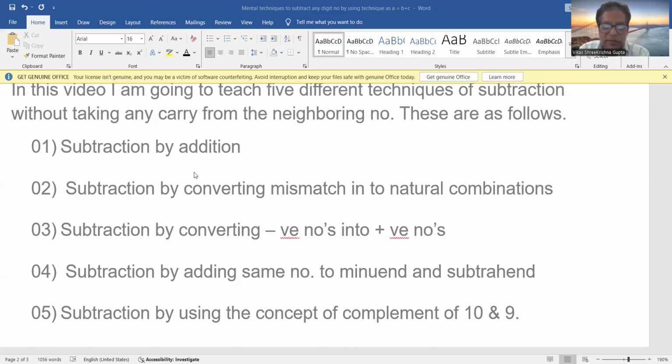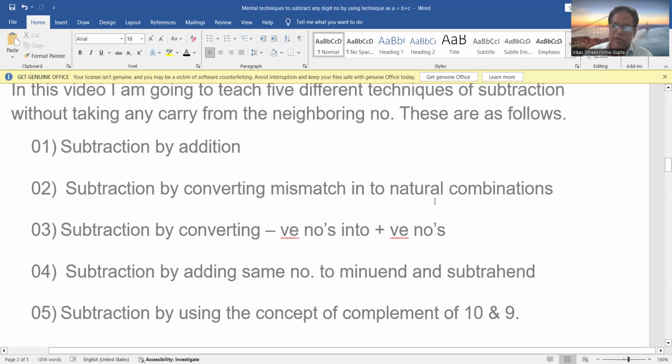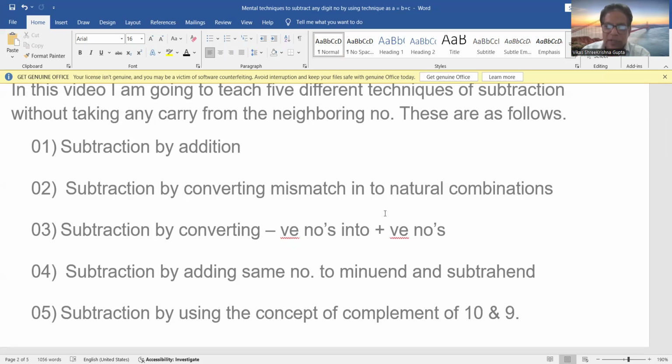Then subtraction by converting mismatch into natural combination. This is actually the school method which you are following, the conventional method of subtraction. But what I have done in this method is that instead of doing the subtraction, then taking carry, then subtraction, I will first convert all the mismatch combinations into natural combinations, and there will be zero chances of making any mistake in the subtraction.